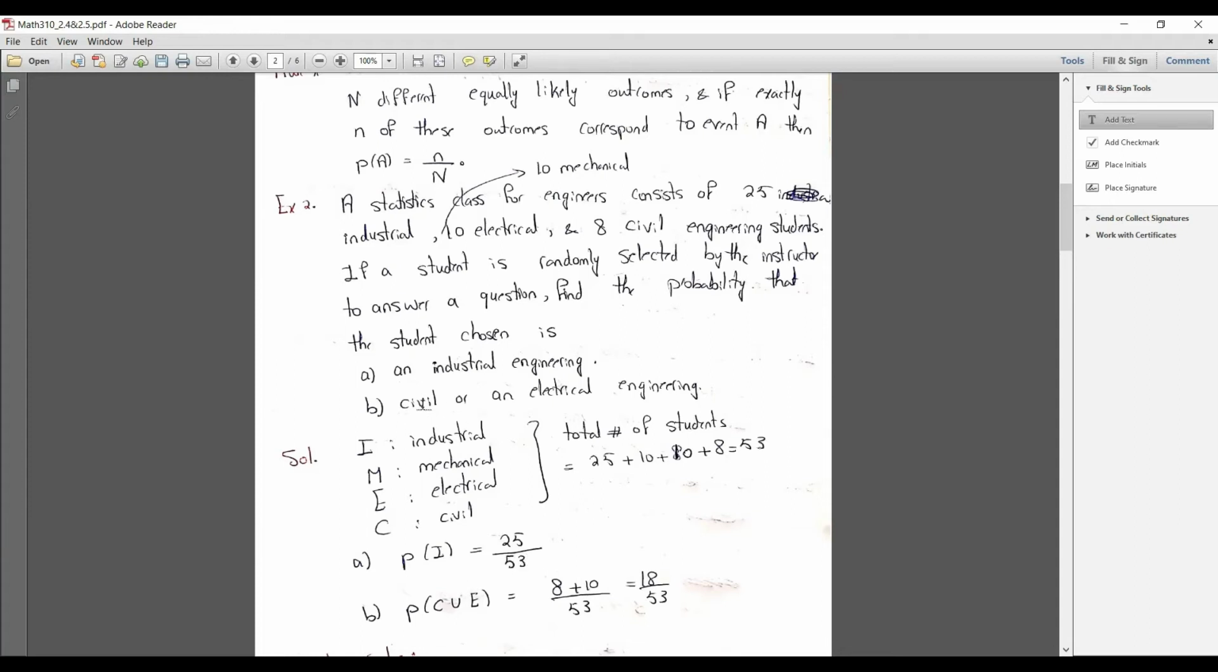Then we are asked civil or electrical engineering. Now, civil or electrical engineering, let's go back to the civil. The civil, how many do we have? We have 8. Electrical, we have 10. So P of C union E is 8 plus 10 over the total number. It will be 18 out of 53.